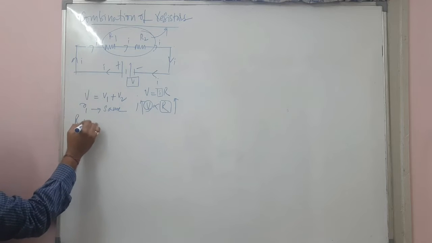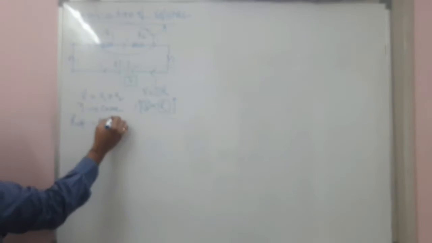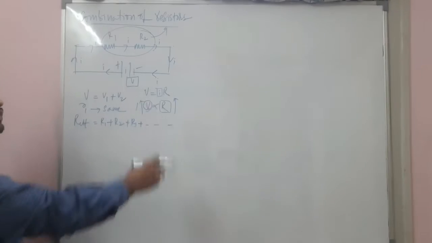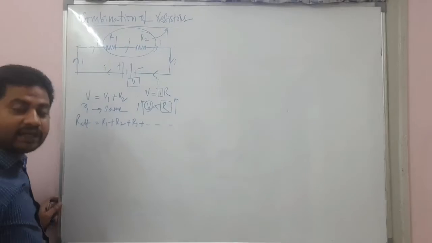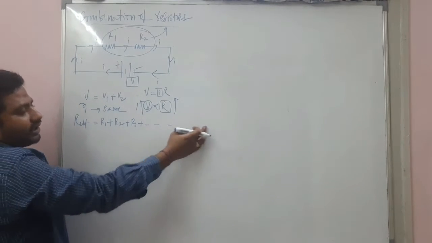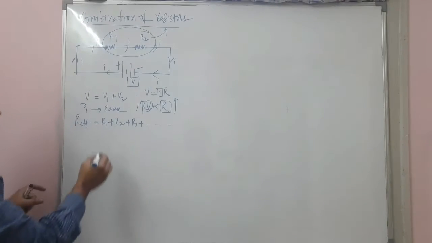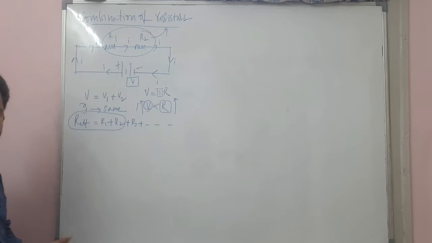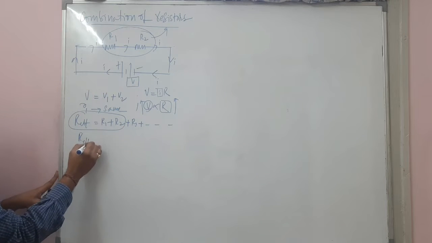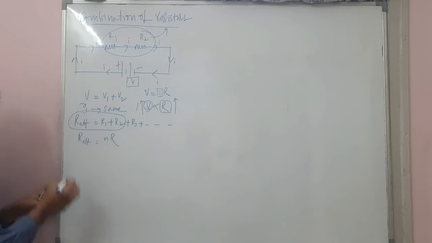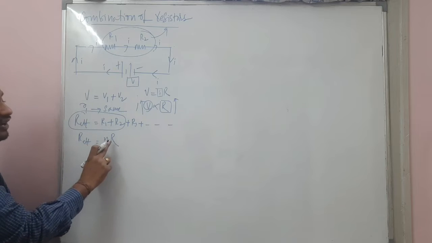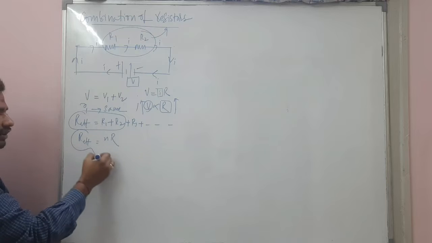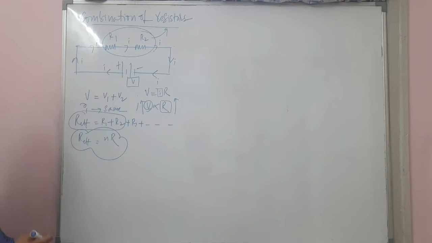Okay. Effective resistance is equal to R1 plus R2 plus R3 and so on. If there are n number of resistors like that, effective resistance goes till Rn. So effective resistance is just the sum of all the resistances connected in series. Okay, R effective can be written as n into R when n number of equal resistors are connected in series combination.